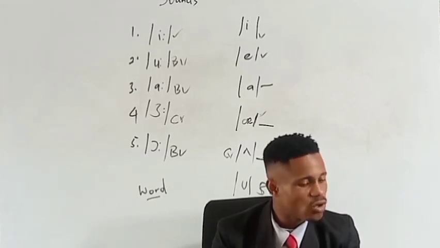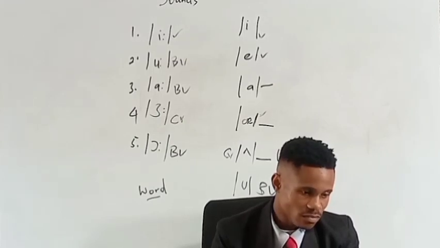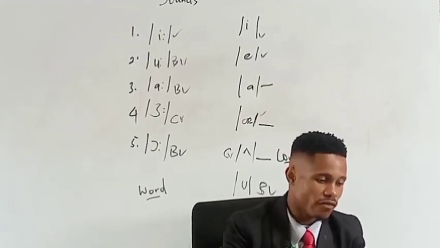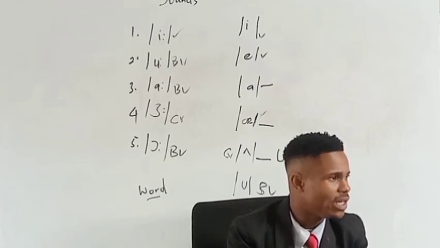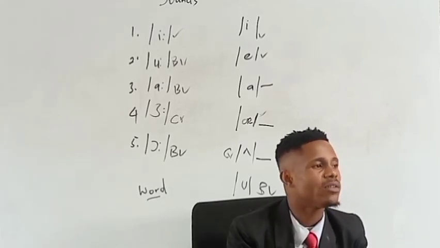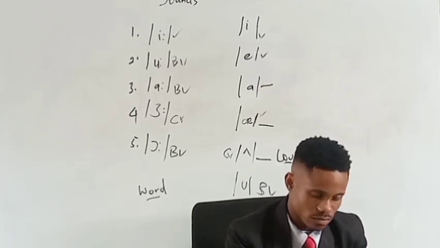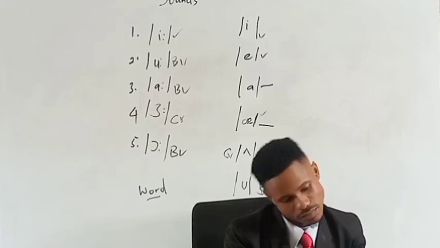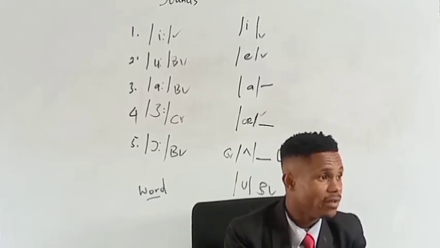Now, the second part of classification and description of the vowel is position of the lips. English, write the B, position of the lips. English vowels are classified according to the shape of the lips. Number one, rounded vowels. Rounded.